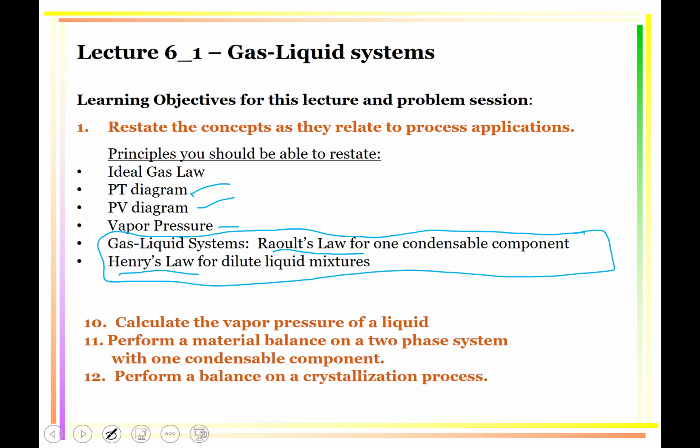And in this course, we will only consider one condensable component. So we will not be doing, I believe it's section 6.2, the multi-component equilibrium calculations. We're saving that for thermodynamics. So we're going to learn how to calculate the vapor pressure of a liquid, and we will learn how to perform material balance on a two-phase system with one condensable component. And later in this chapter, we will also learn about liquid-liquid and solid-liquid systems.